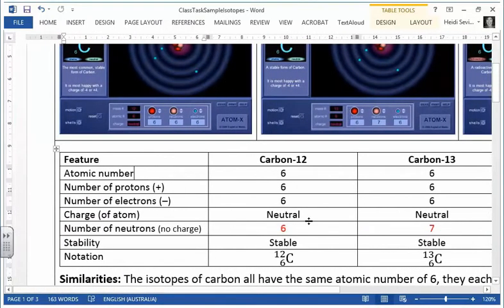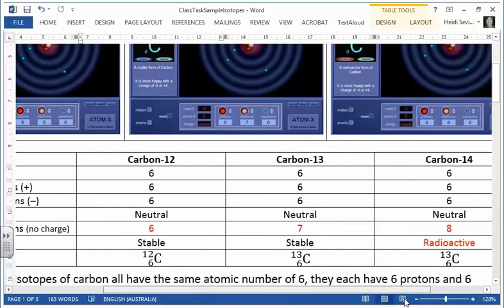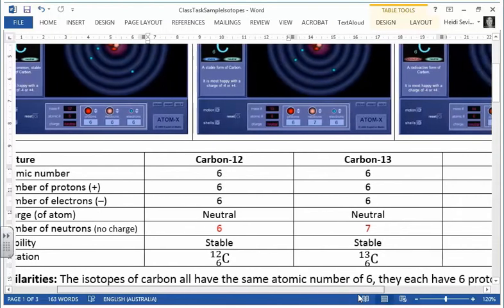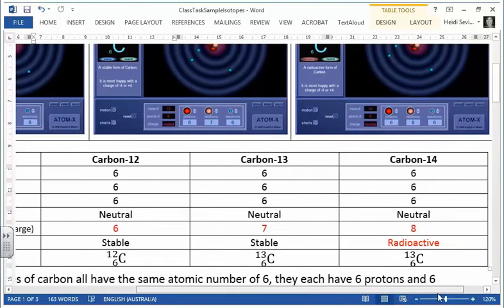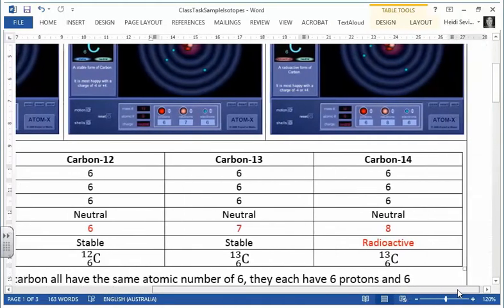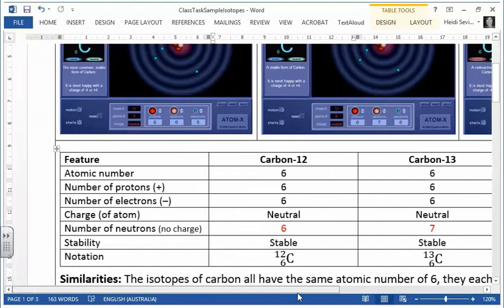They should all end up being neutral because you've got the same number of protons as electrons. And the number of neutrons for each of your isotopes should be different. And the stability will depend on which ones. If you can find at least one radioactive isotope of the element you've chosen, that would be very good. And then you're also to include notation if you can.